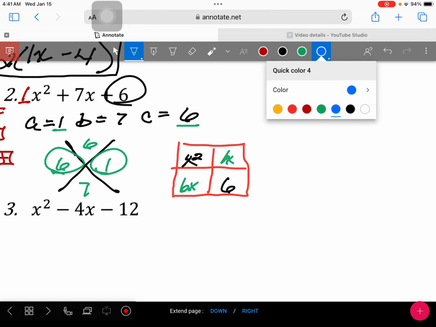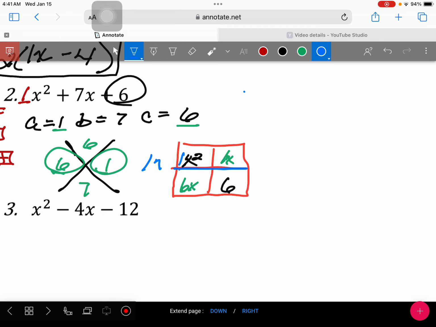And as I look at each row, looking at the top row, x squared and 1x. This will be a 1 in front, so I could say 1x. I only have 1x to be able to divide by, and I've got 6x and 6. This is a positive, so this is going to be a positive because that's the first factor in that row.